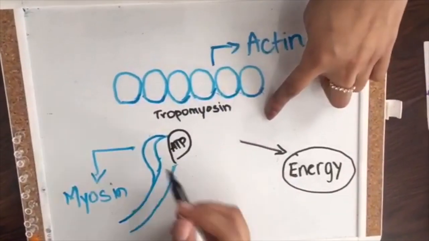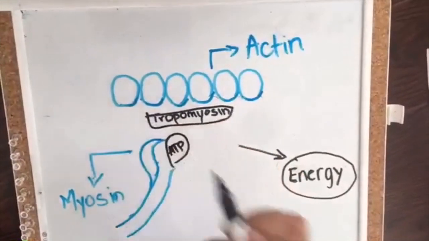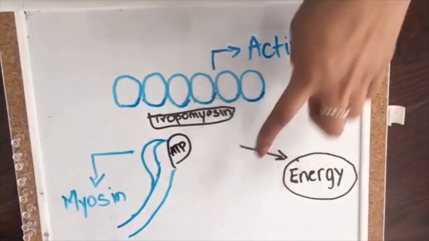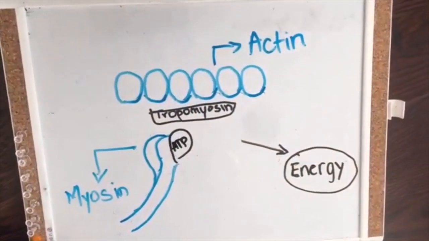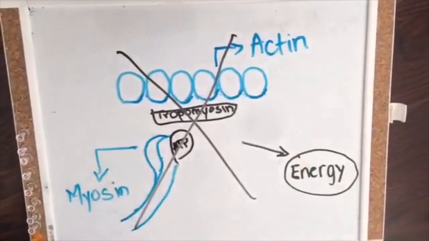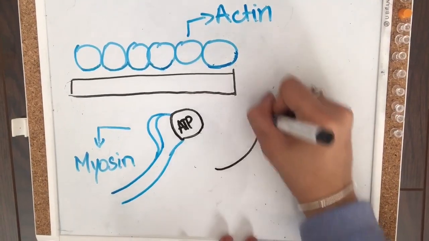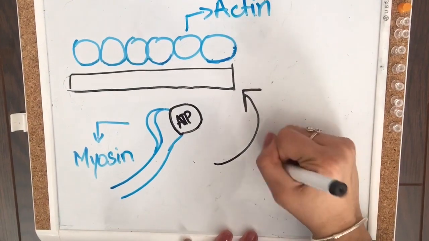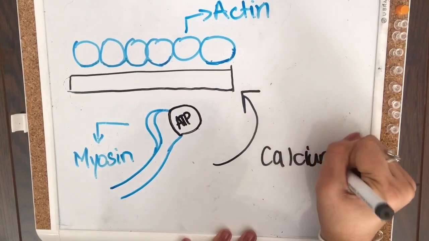Here is where tropomyosin comes into play. It comes in between myosin and actin, preventing myosin from attaching to the actin because tropomyosin acts as a block. In order for myosin to get past this block, myosin will need help from calcium.